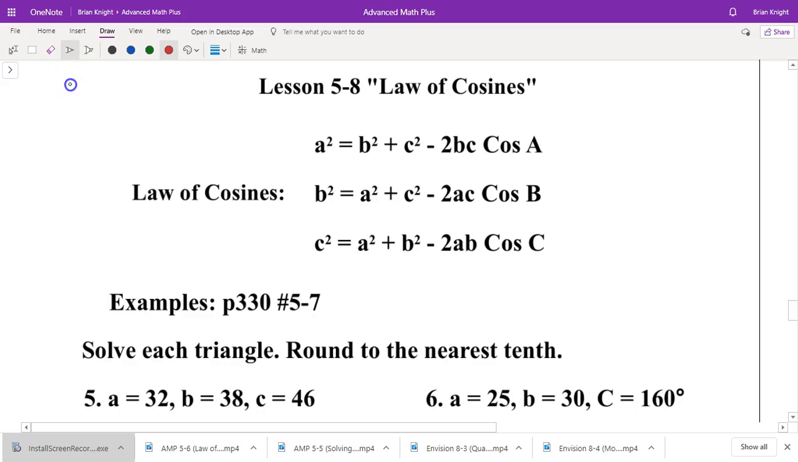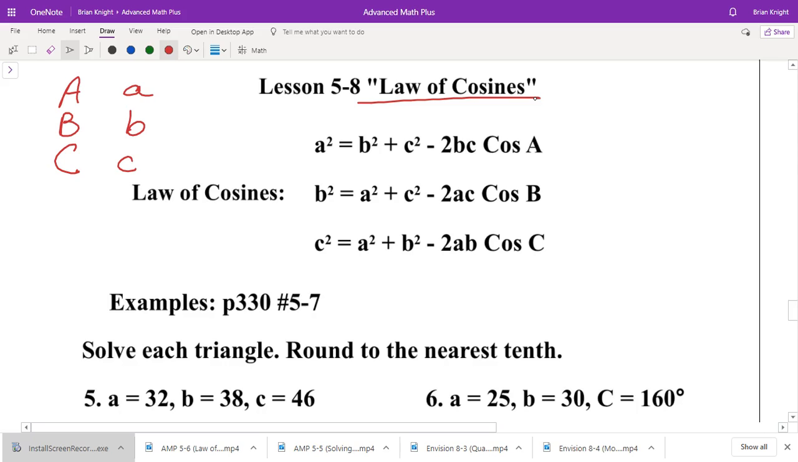If I know angle A and I know little side A, then I can use the law of sines. If I know angle B and side B, then I can use law of sines. If I know angle C and side C, then I can use law of sines. If you don't know those, that's where the law of cosines comes in. You have to use it.